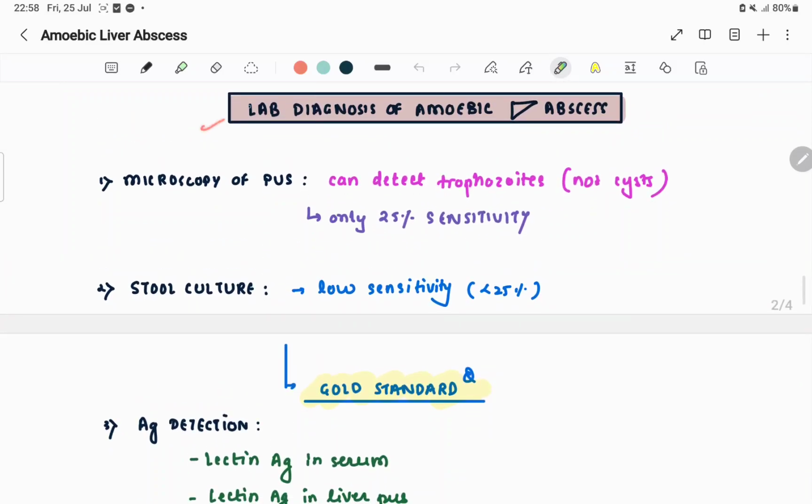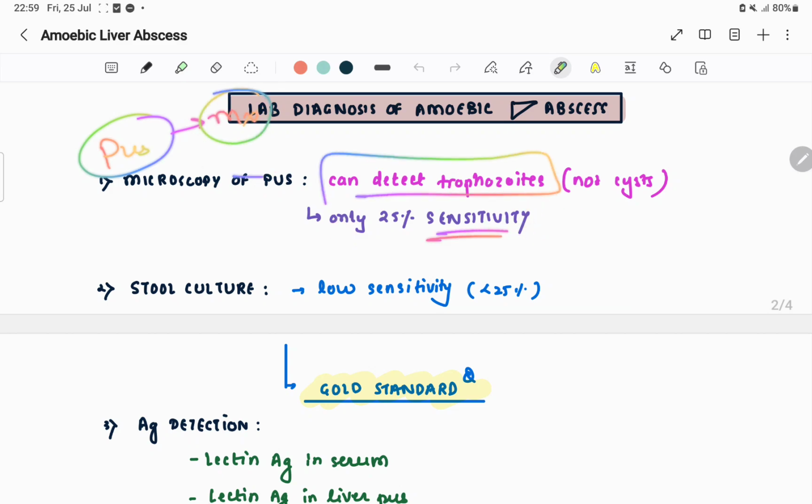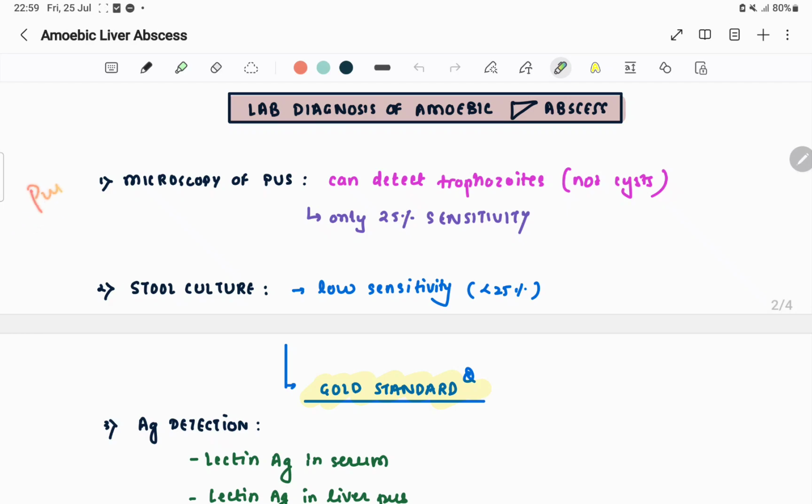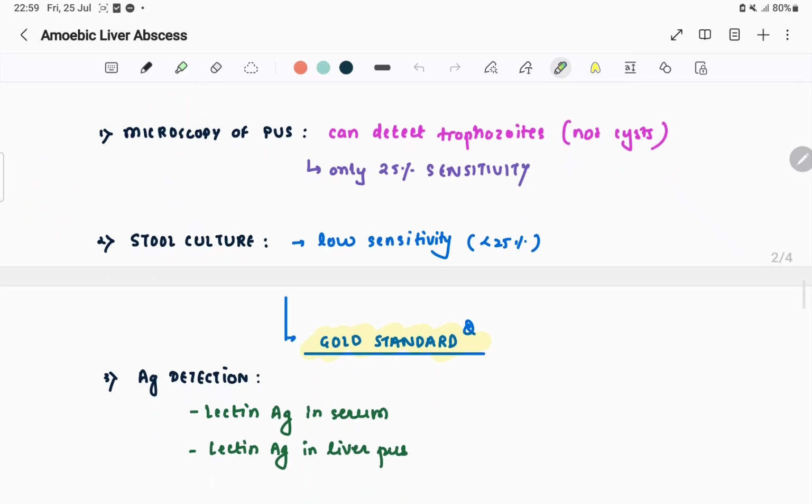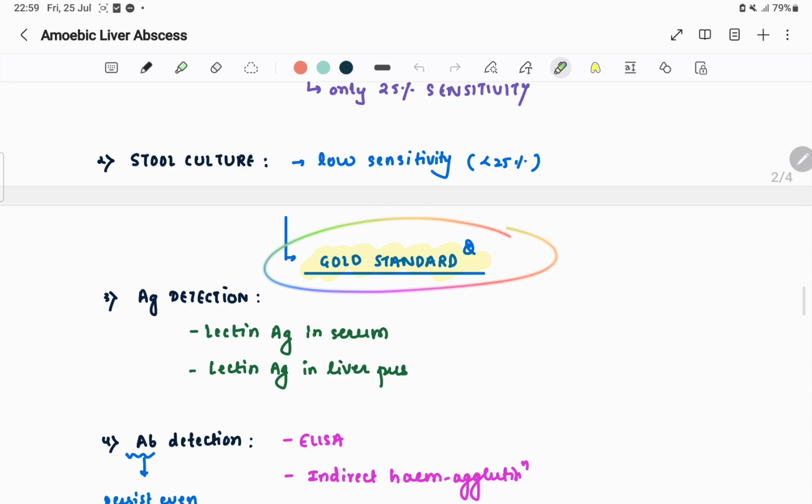Lab diagnosis. What can you do? There is a pus formation, so you can do microscopy of the pus to detect the trophozoites. Not much sensitive, but it can be done, because you know that in the pus also there are occasional trophozoites. Stool culture, low sensitivity, but it is the gold standard. Okay, we majorly do stool culture.